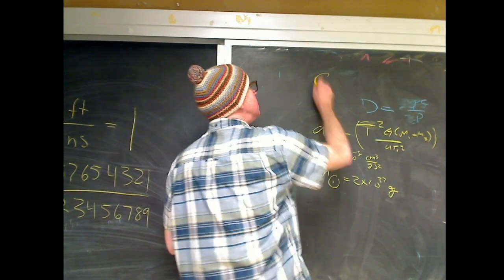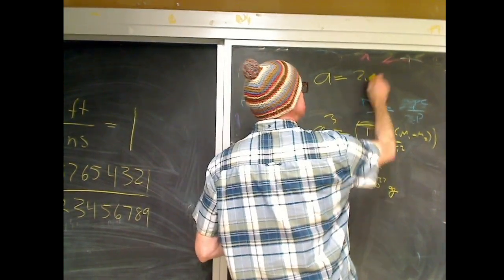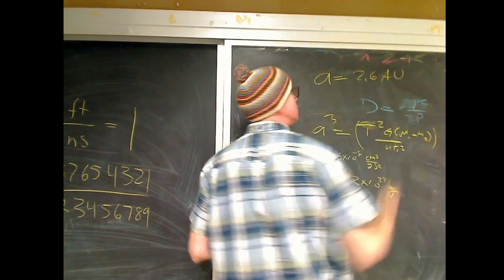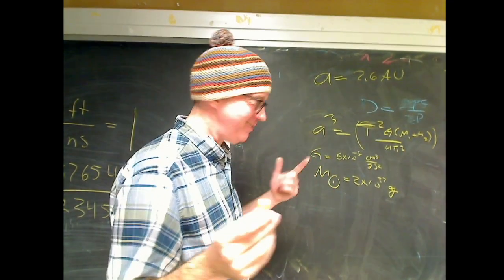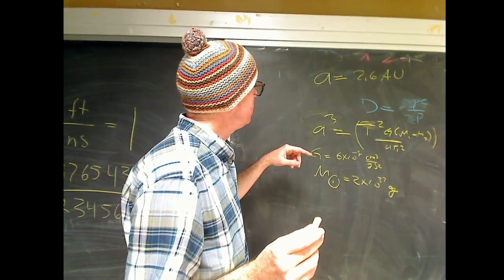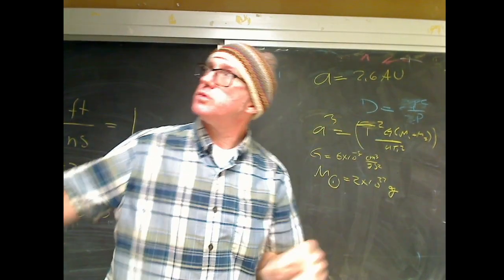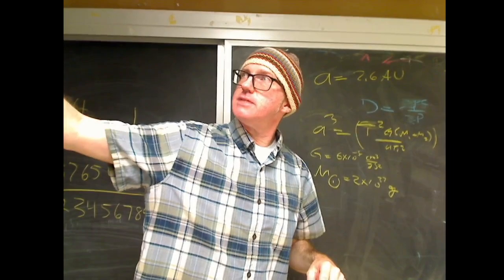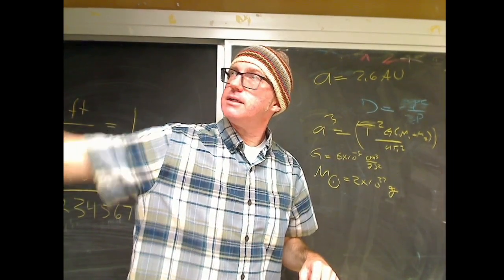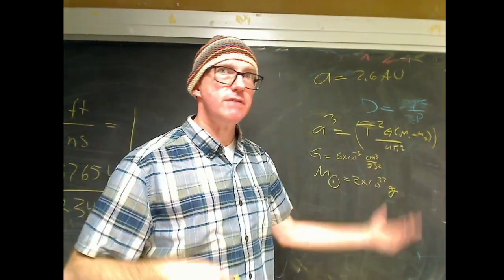So you should have gotten a distance of 2.6 AU. I don't know what that is in centimeters because I didn't write it down. So that's the semi-major axis, 2.6 AU. And then I told you what the parallax is, and then it's just that distance divided by the parallax gives you a total distance of 11.3 parsecs.